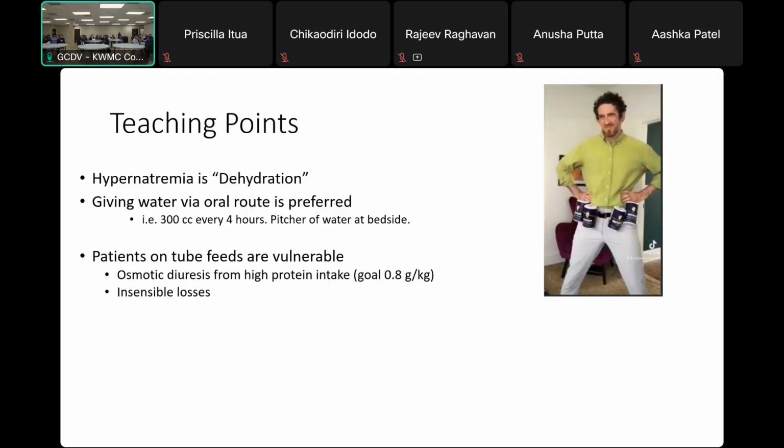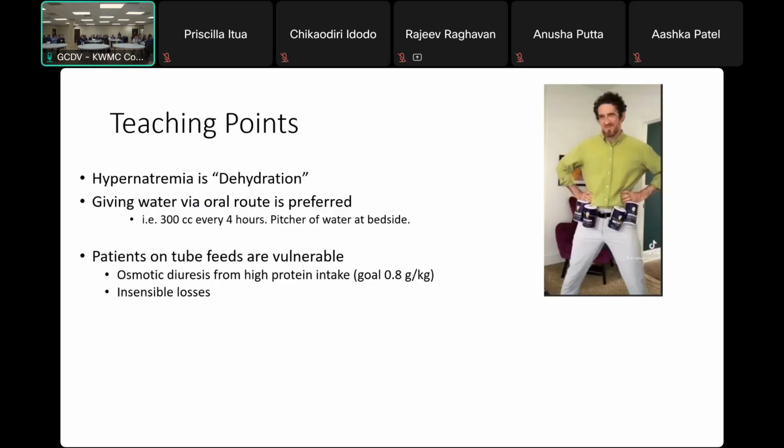So as Nomer pointed out, hypernatremia is dehydration. I always like to say this is the nephrologist's big sticky point. I think every nephrologist's pet peeve is when you mix up volume depletion or hypovolemia and dehydration. Hypovolemia is the salt is low. Volume always means salt.